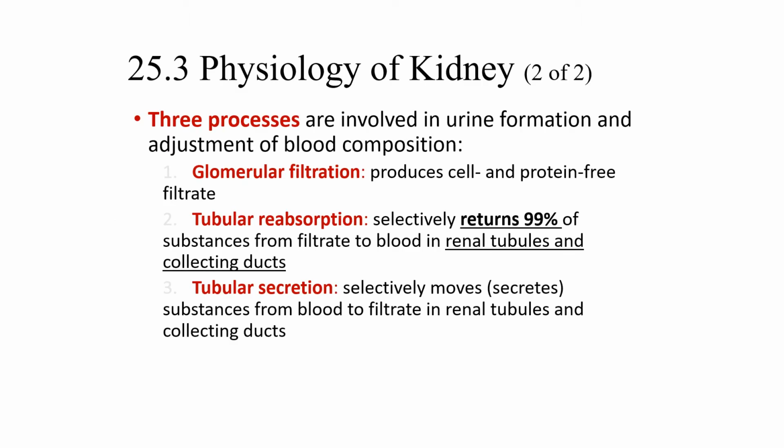There are three processes: glomerular filtration, tubular resorption, and tubular secretion. And I'm going to try to write on this with my pen. And let's see if this works. So glomerular filtration is going to produce the filtrate.